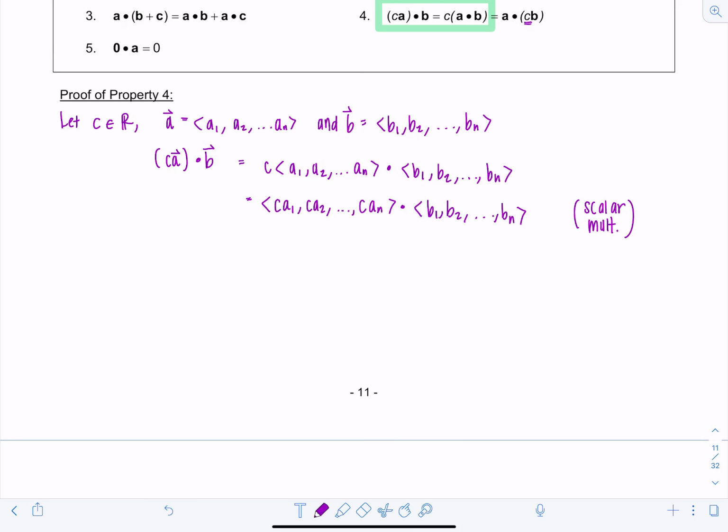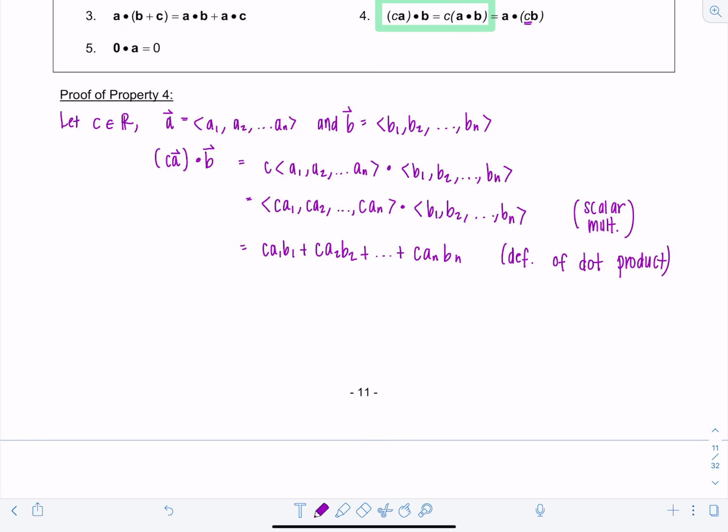Well, we would just apply the definition of the dot product. So we would have CA1B1 plus CA2B2 plus up until CA sub n, B sub n. So this is the definition of the dot product that we're just directly applying. And remember, our goal is to have C times the quantity in parentheses A dotted with B.